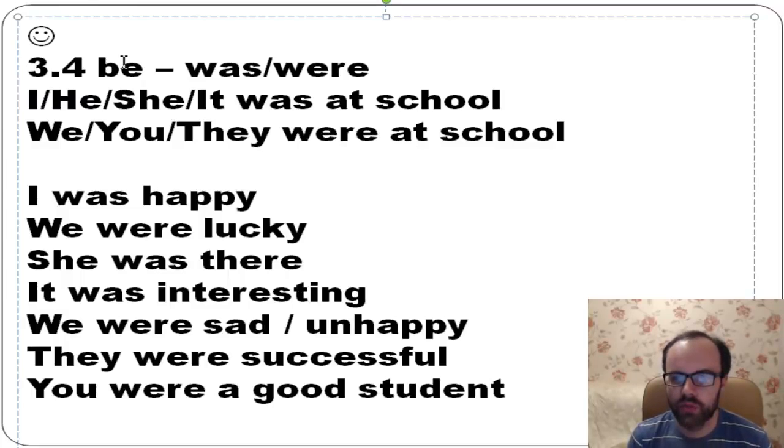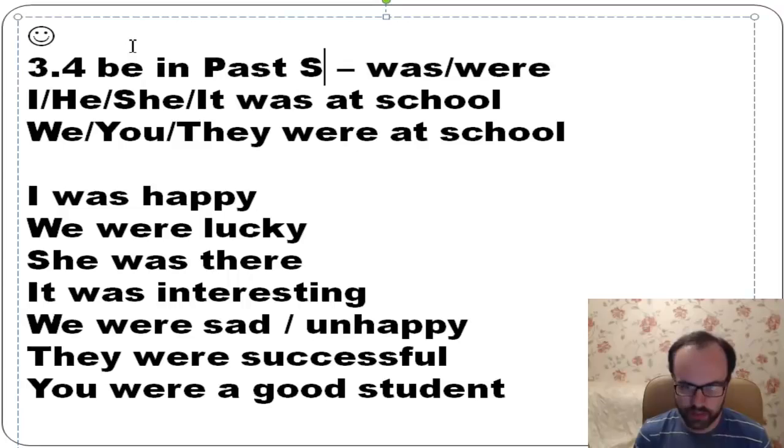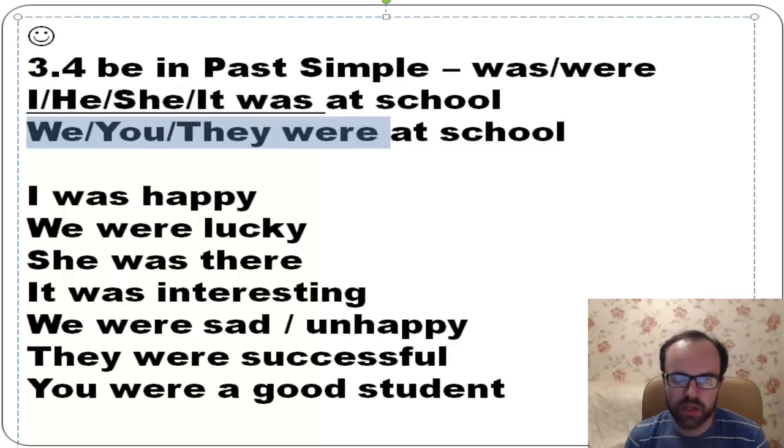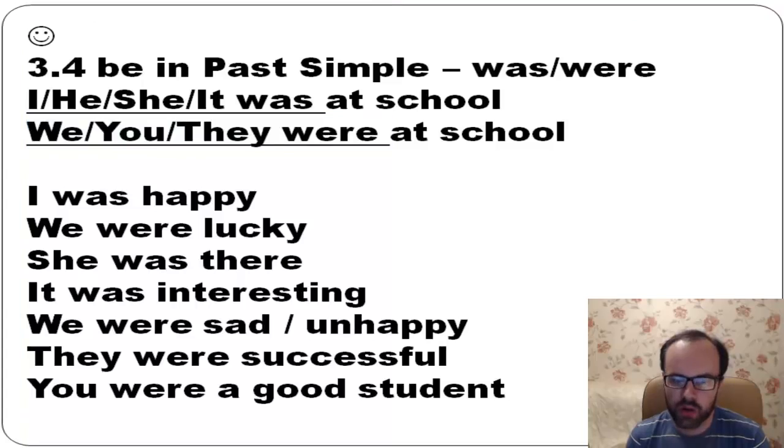Okay, so let's look at be in past simple. You need to know that we use was or were. So I, he, she, it was, and we, you, they were. So I was happy, we were lucky, she was there, it was interesting, but we were sad, we were unhappy, they were successful, you were a good student.